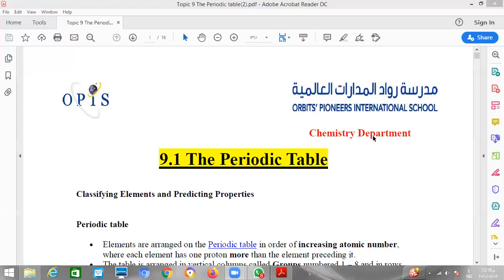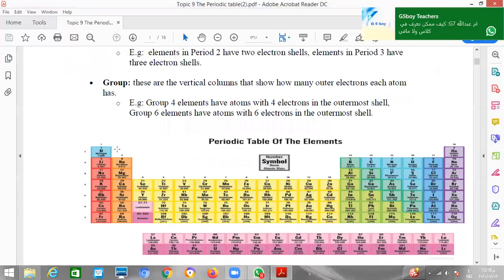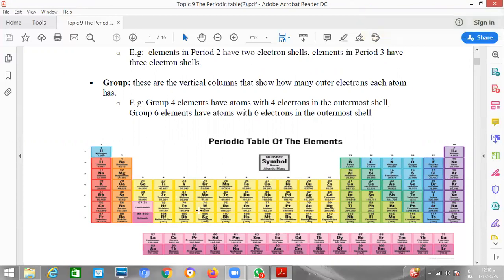As you know, this is the periodic table, as you see here on the screen. The periodic table consists of columns and rows. We call these columns groups. And actually the periodic table consists of 18 groups and 7 rows. So hydrogen is alone here, in row number 1, which is called a period.